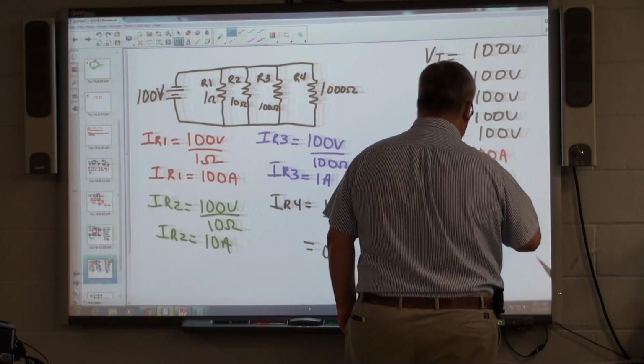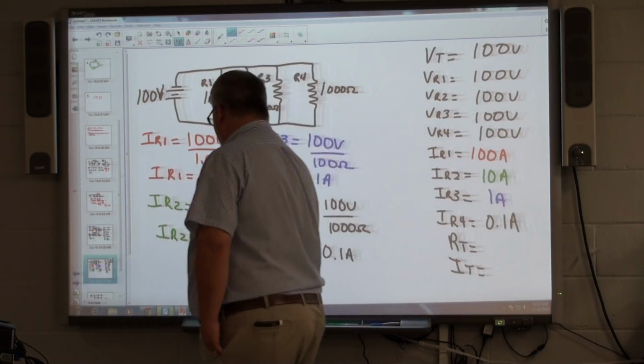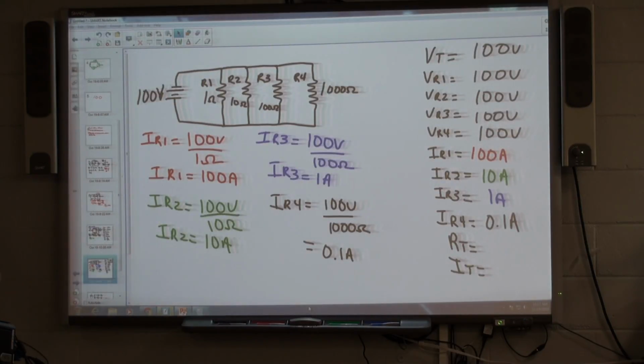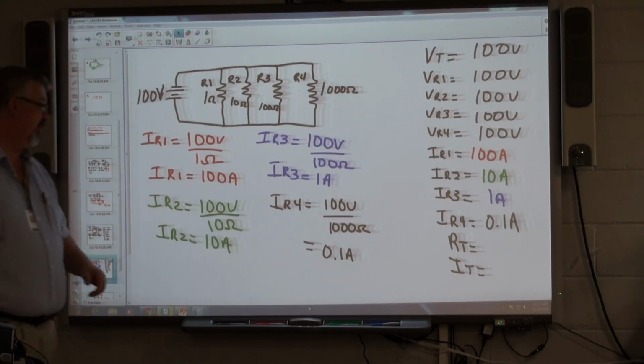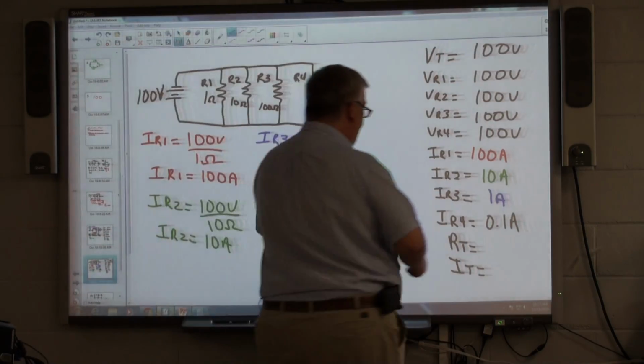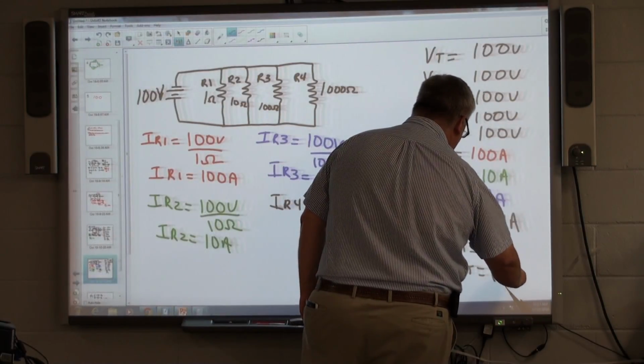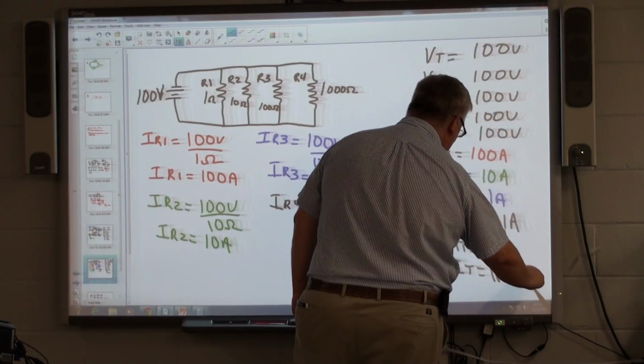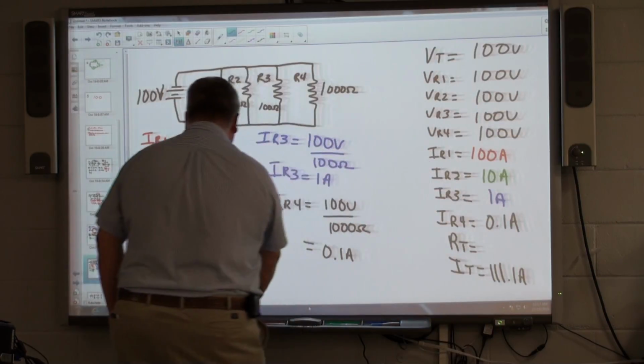So what is our total current? Yep, 111.1. If what we said holds true, we can add the 100 plus the 10 plus the 1 plus the 0.1, and IT should be 111.1 amps. So now, let's do RT.